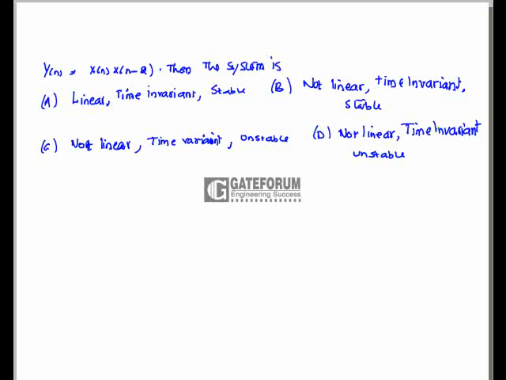y of n is equal to x of n into x of n minus 2, then the system is time invariant as well as not linear. And we have to check the stability condition. If x of n is finite, y of n is also going to be finite. Hence option B is correct.